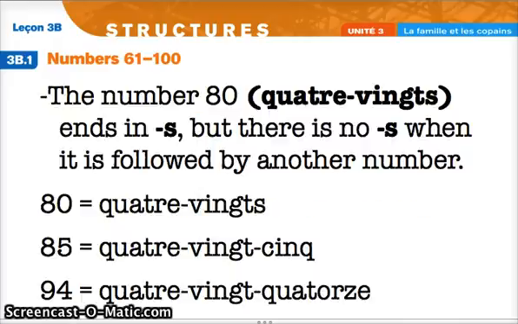The number 80 by itself ends in an S, but there's no S when it's followed by another number. So quatre-vingts with an S when it's simply 80, but the S on quatre-vingts disappears when it's any number over 80.